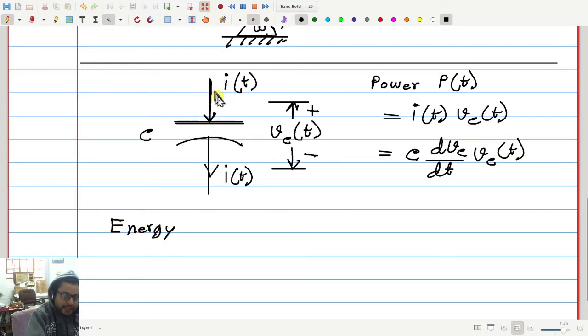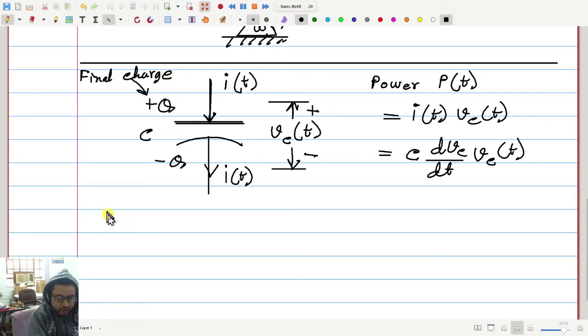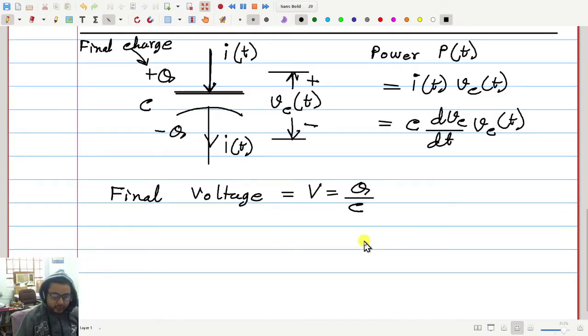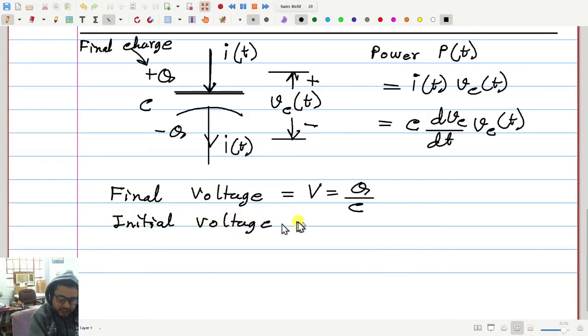We are assuming that initially there was no charge and finally the charge was plus Q and minus Q. So this is the final charge. Therefore the final voltage will be given by V equal to Q by C. Initially there was no voltage. Initial voltage was equal to 0 and the initial charge was also equal to 0.